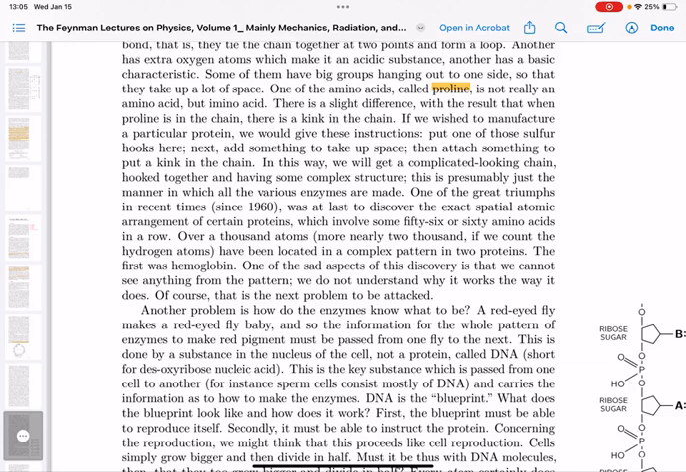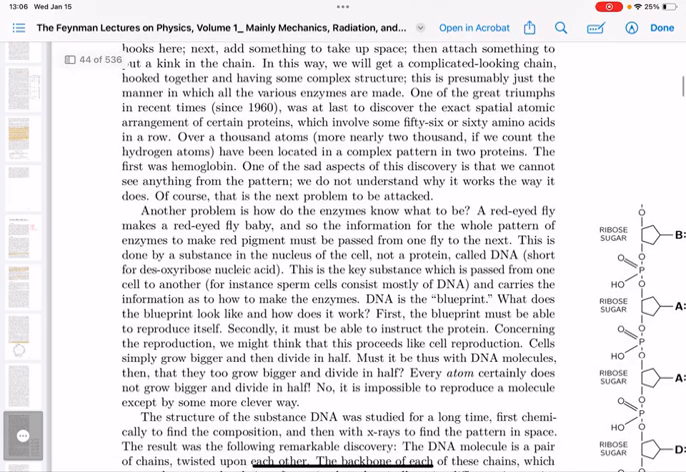If we wish to manufacture a particular protein, we would give these instructions. Put one of those sulfur hooks here. Next, add something to take up space, then attach something to put a kink in the chain. In this way, we will get a complicated looking chain, hooked together and having some complex structure. This is presumably just the manner in which all the various enzymes are made.